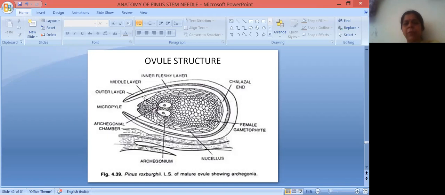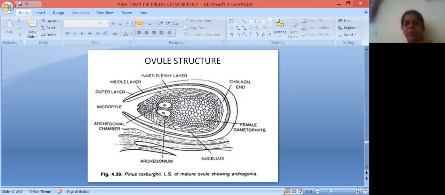Here, unitegmic ovules are single-coated, single-layered ovules. This single jacket of the ovule has three layers: the outer and innermost are fleshy, and the middle one is stony. A single jacket layer is called a unitegmic ovule, and this unitegmic ovule has three layers, the outer and the innermost ones fleshy and the middle one stony.